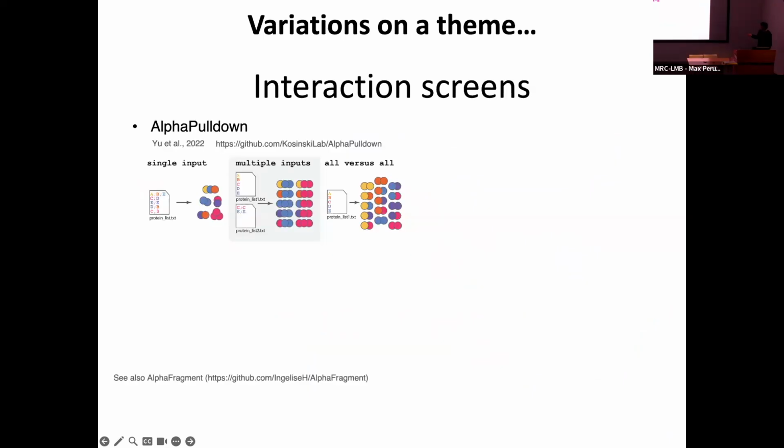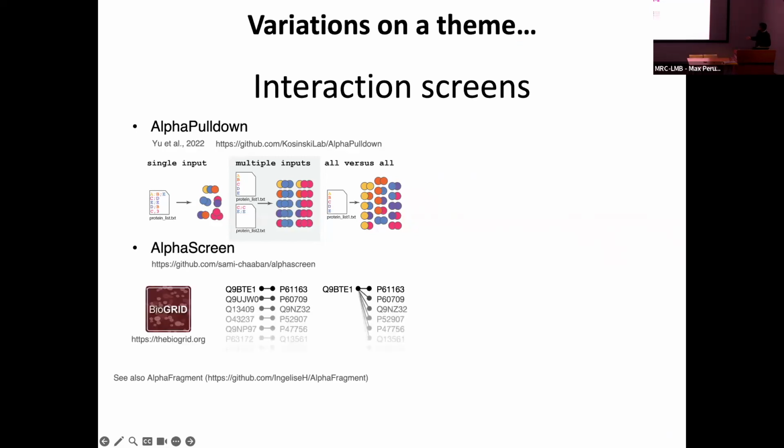Variations on the theme. People have been taking the AlphaFold algorithm and trying to do some clever things with it. A guy from the Kosinski lab designed AlphaPulldown, which is able to use AlphaFold in a way that you do pull-down assays. For example, you give it a target, and then you give a population of proteins.